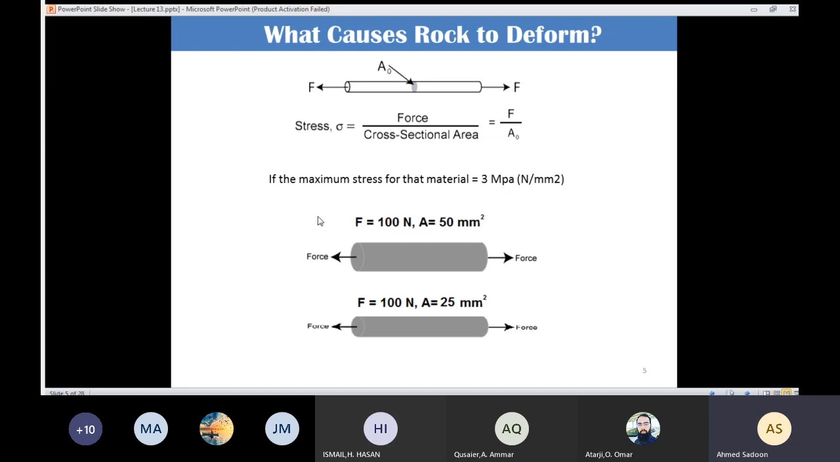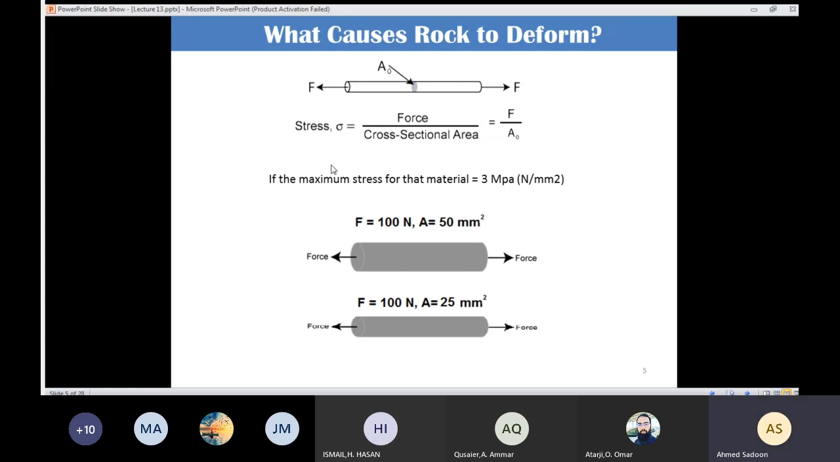I cannot buy a material by how much force it can take or how much area it has, but I'm going to buy a material by stress, whatever the cross-sectional area. And it has been a practice for all civil engineers to buy materials by the stresses and the strain.